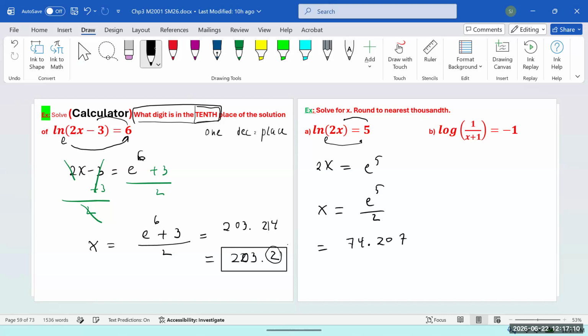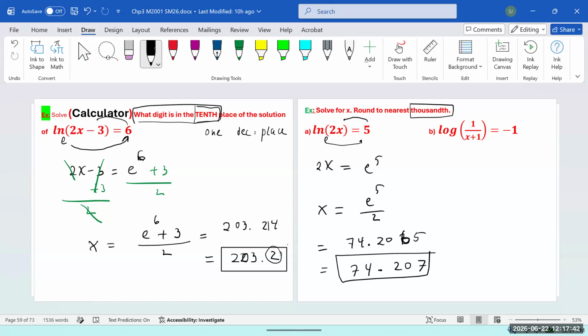207. So rounding to the nearest 1,000 means which place? Third place. So before you round, can you tell me what was the number after 7 or before? 5. Okay. So round 74.27. Great. Okay, who would like to try the next one?